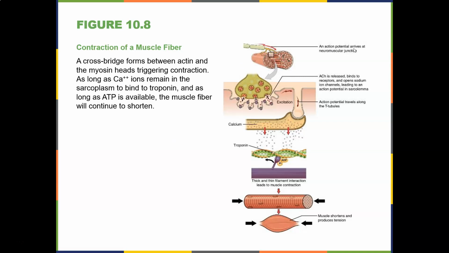So an action potential arrives at the neuromuscular junction. Acetylcholine is released, binds to receptors, and opens sodium ion channels, leading to an action potential in the sarcolemma. Action potential travels along the T-tubules. Okay. The thin and thick filament interaction leads to muscle contraction. Muscle shortens and produces tension. So all that has to occur just for you to flex your biceps.